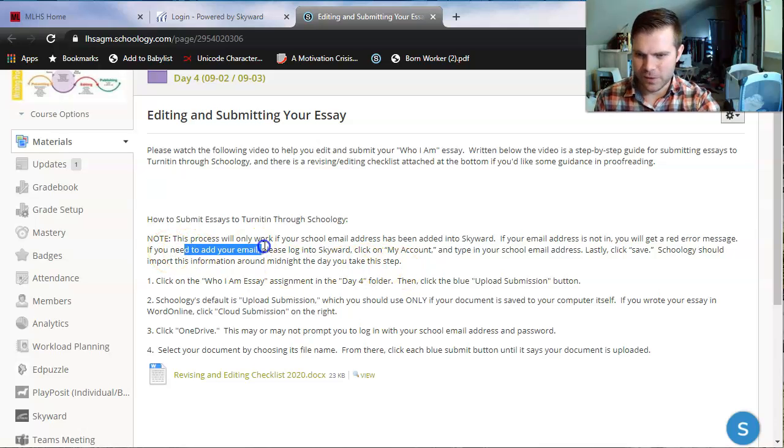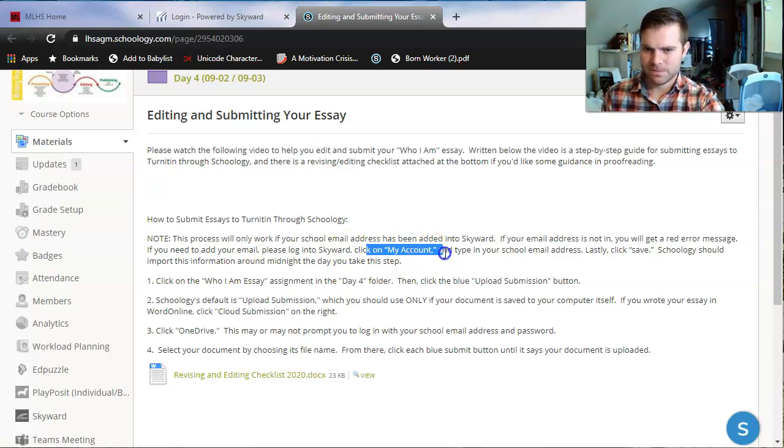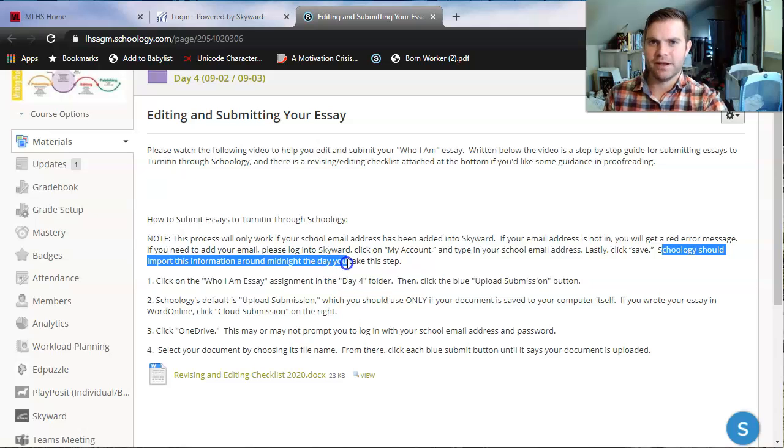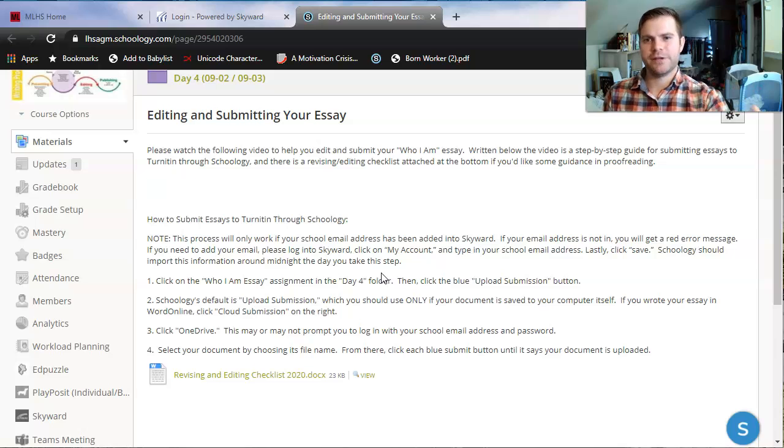If you need to add your email, what you have to do is log into Skyward, click on My Account, and then you'll be able to type in your school email address. It does have to be your school email address, so first.lastname@milwaukeelutheran.org. And then you click the save button. Should be a blue save button on the right. You should note, Schoology does import this information around midnight. So if you did this even at like 3 p.m. today, it's going to grab that information at midnight, and it won't work necessarily until tomorrow. So just be warned about that time frame.